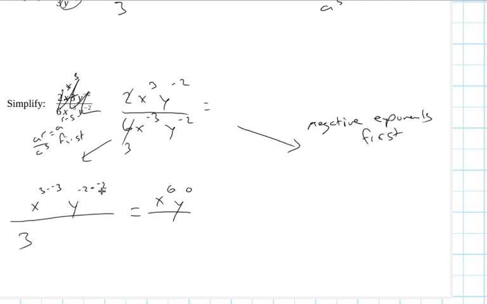2 minus negative 2 is 2 plus 2, which is 0. And that part goes away because it's just 1. We get x to the 6th over 3. So if I chose to use this property first, that's what I'd get. I'd get x to the 6th over 3.